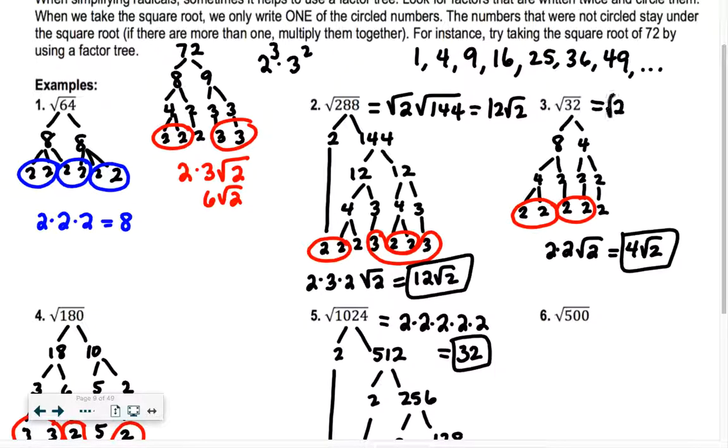So we'd have square root of 2 times square root of 16. The square root of 16 is 4, and then we have our root 2. Many of you are probably good enough to do it that way without the factor tree. So when we have square root of 500, what's a perfect square?